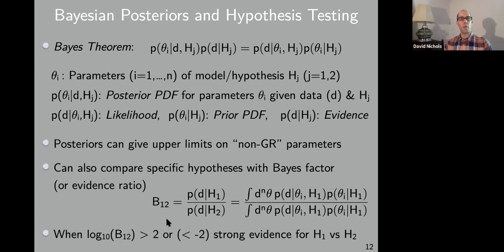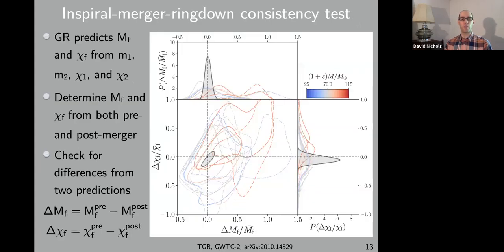Okay, so with this sort of Bayesian framework, one can then perform some other kinds of tests of general relativity. So one of which is this inspiral-merger consistency test. In this test, it relies on the fact that general relativity basically produces a map for what the final mass and final spin, this is the dimensionless spin of the final black hole, are, that are formed from two black holes of masses m1 and m2, and two dimensionless spins, chi1 and chi2.